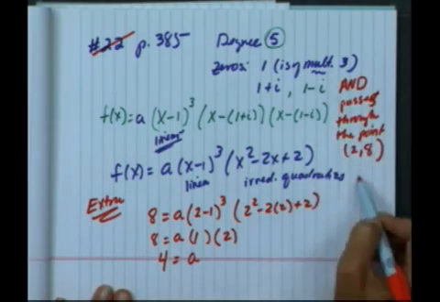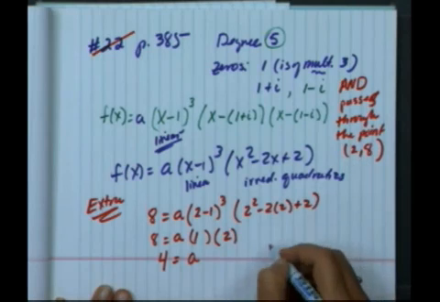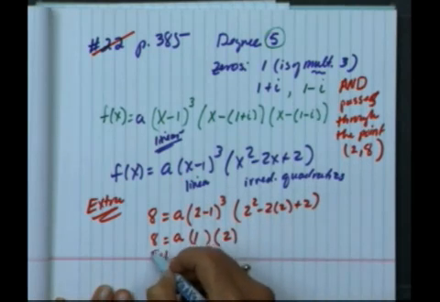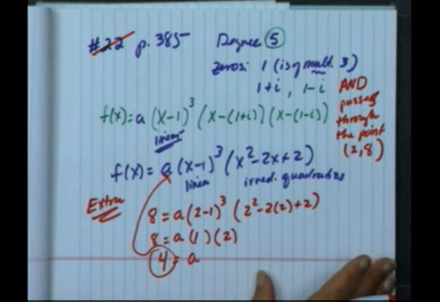So the unique polynomial with those zeros and passing through those points is, we'd put that 4 right back in there. 4 times x minus 1 cubed times x squared minus 2x plus 2. Everybody good? Questions? All right, we're going to look at our grand finale for today, which is problem number 24.